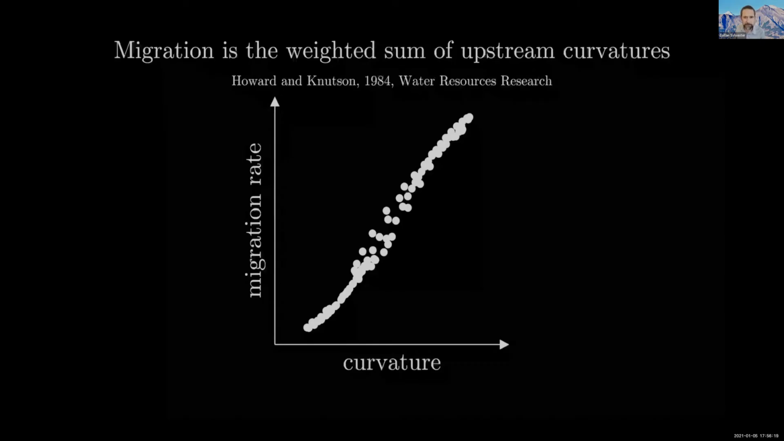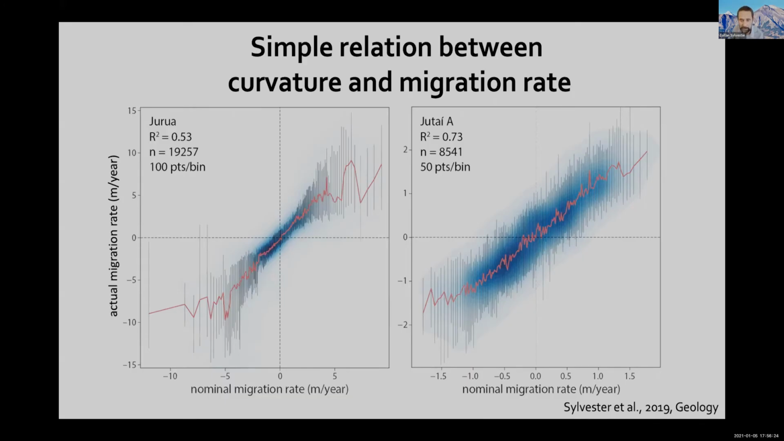And so the obvious question is, does this work in nature? I'm not going to go into a lot of detail here, but we looked at seven rivers in the Amazon basin and we found that the answer is yes. These are just two scatter plots between, again, this is the same as curvature essentially, and we have migration rate on the y-axis. And especially with rivers that migrate relatively slowly like this one, the relationship is really good. I mean, R squared is larger than 0.7.